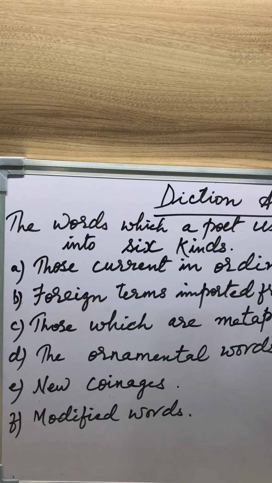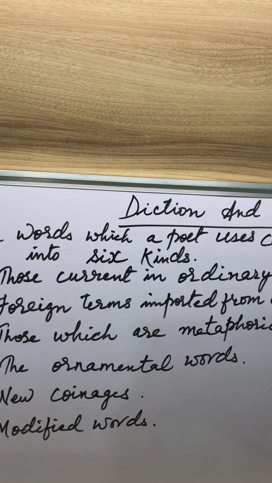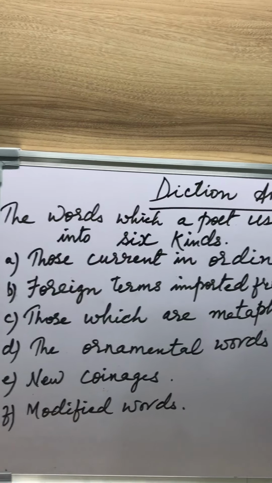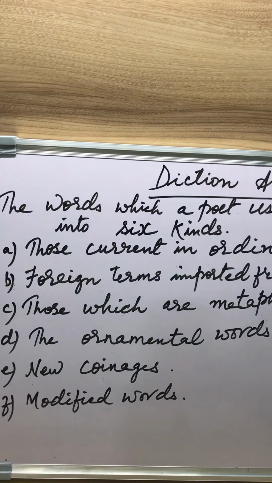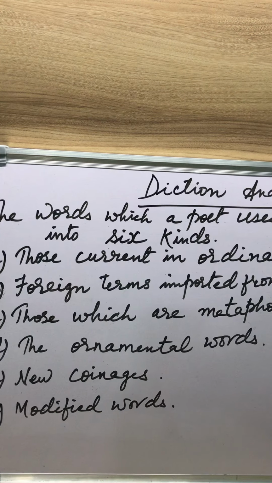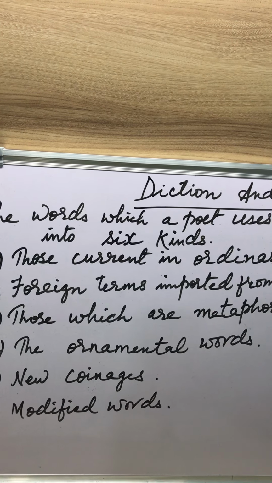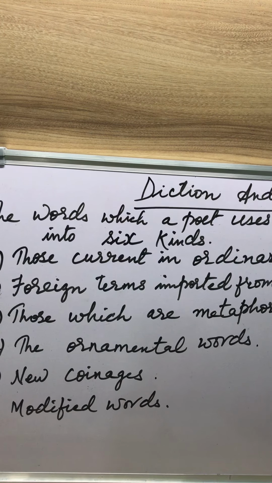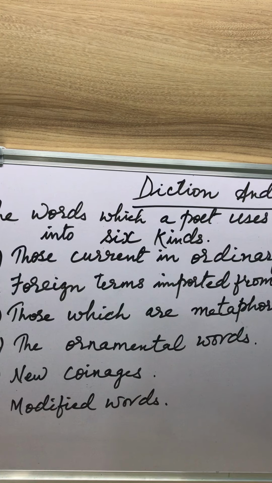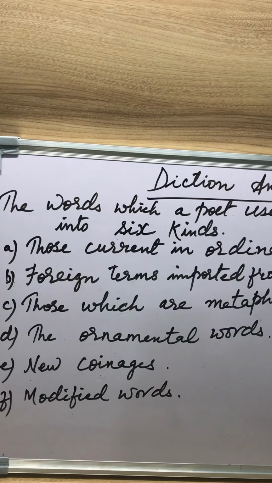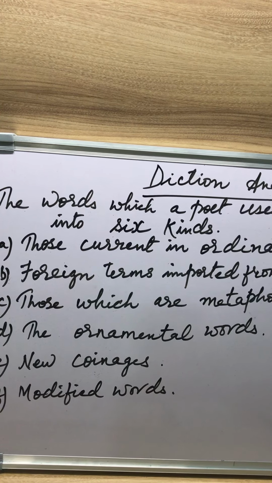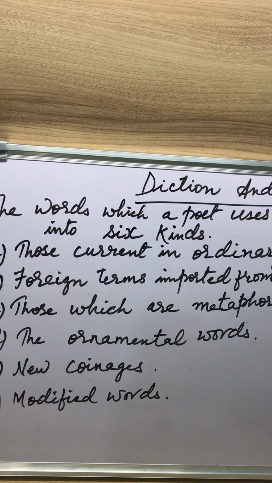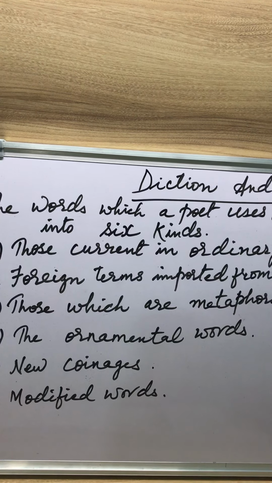Then come the ornamental words which were used by the 18th century poets. Then come the new coinages. New coinages are words like mimling, mammling, etc. Then comes the last, and that is the forms which are not entirely invented but are modified. Sometimes the longer words are made short by simple variations.